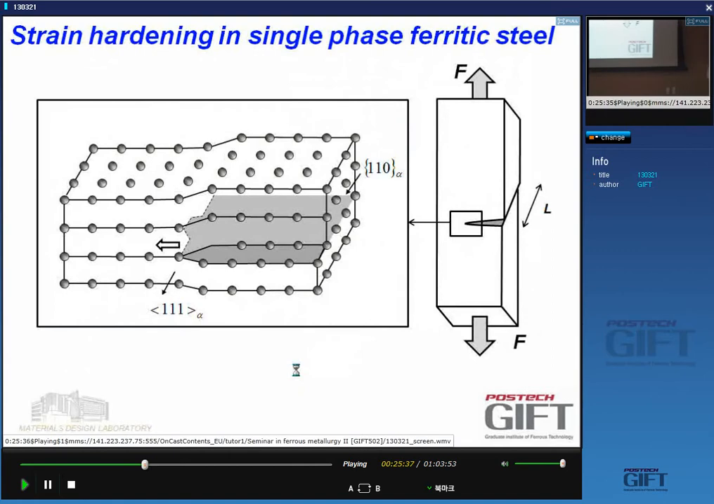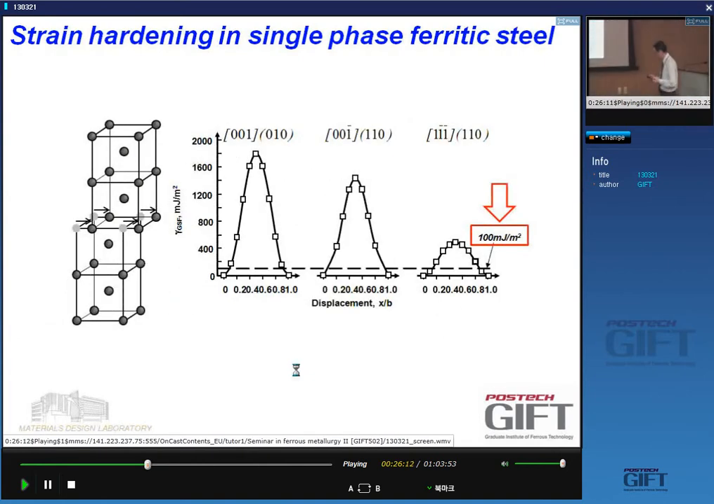So what happens when we look at the motion of dislocations in BCC? Trying to understand why we're stuck with certain mechanical properties that do not allow very high strain hardening in BCC steels, in ferritic steels. When you deform a metal, let's say a single crystal, and you pull it, you have, for instance, a screw dislocation that moves by jumping from one Peierls valley to another Peierls valley.